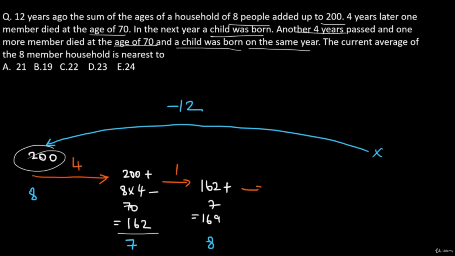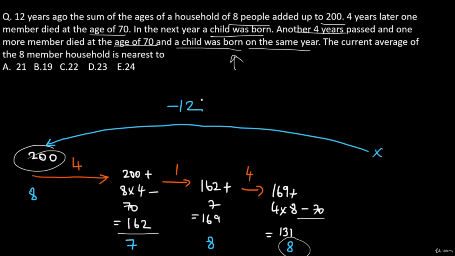Now 4 more years pass, and what's the total at this point? It would be 169 plus 4 into 8, and then you need to subtract 70 from that because one person died. So the total is 131, but the number of members is still 8 because though one person died, it's also mentioned that in the same year a child was born, right? So the total is 131 and the number of members is 8.